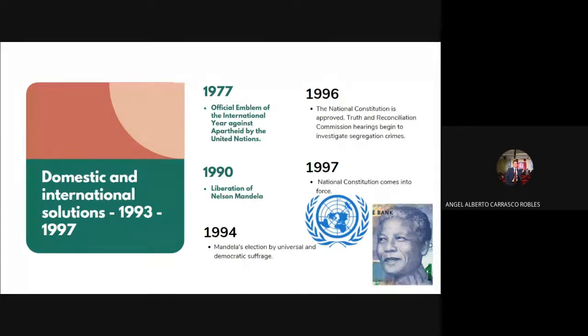Okay, so now it is important to consider some domestic solutions. In 1996, the national constitution was approved, and also a certain kind of accountability, the Truth and Reconciliation Commission, was established in order to investigate segregation crimes. And the next year, in 1997, the national constitution came into force. So this also implies a new episode for South Africa.